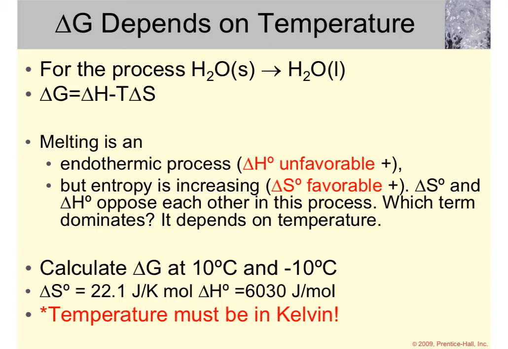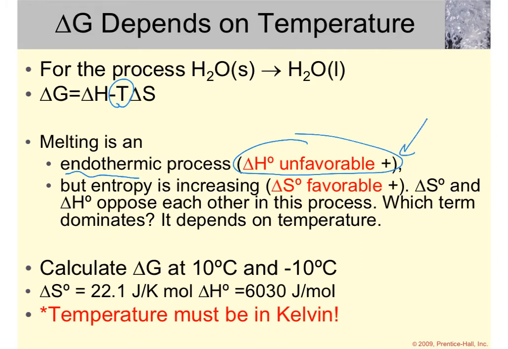Let's go through a specific example where enthalpy and entropy are at odds with each other and show you how spontaneity depends in that case on the temperature. We're going to think about melting an ice cube again. Okay, melting of anything is an endothermic process. It requires an intake of heat to occur. And so enthalpy of that process, of any melting process, is unfavorable, has a positive value, endothermic.